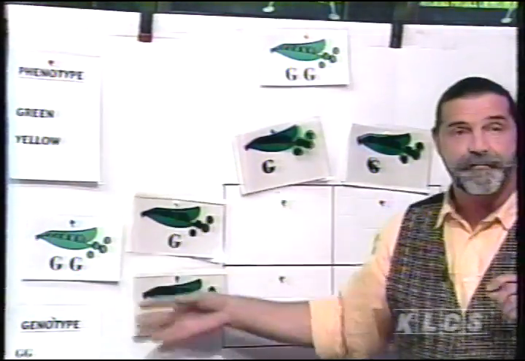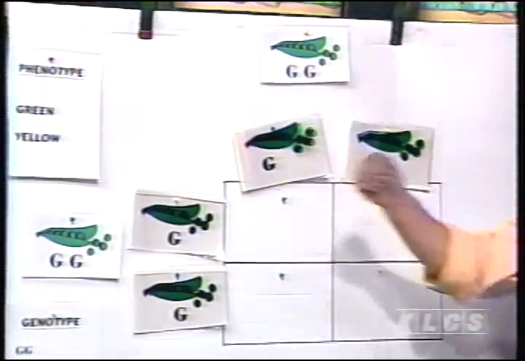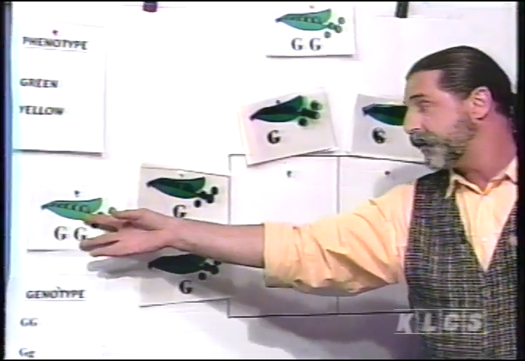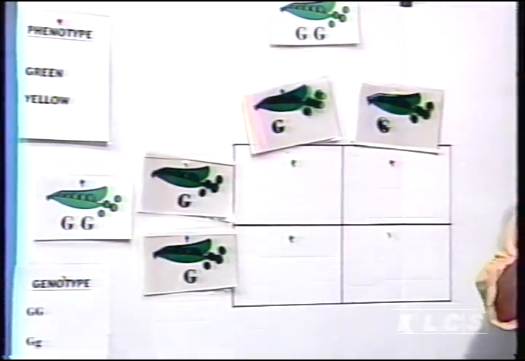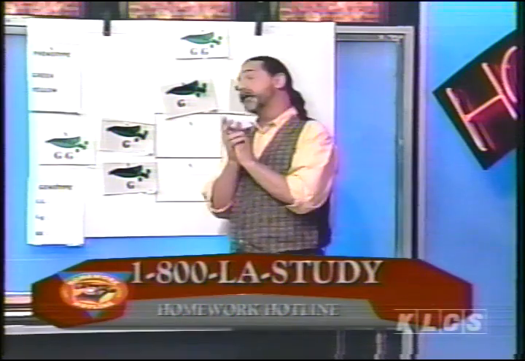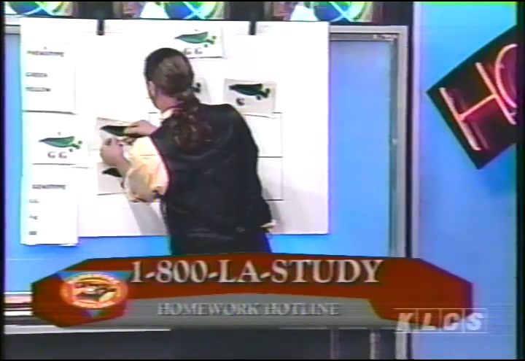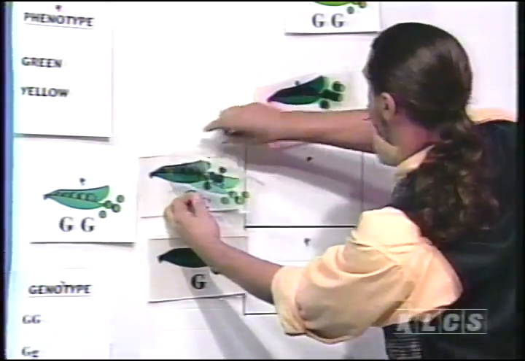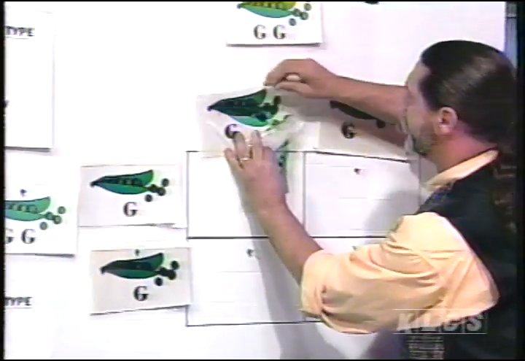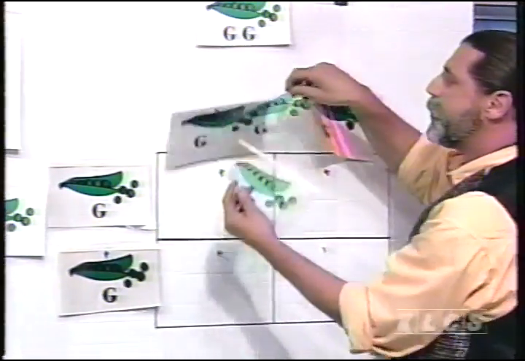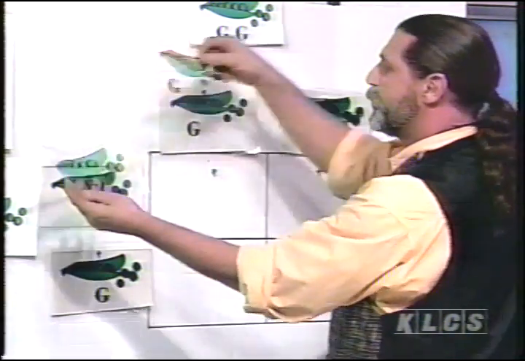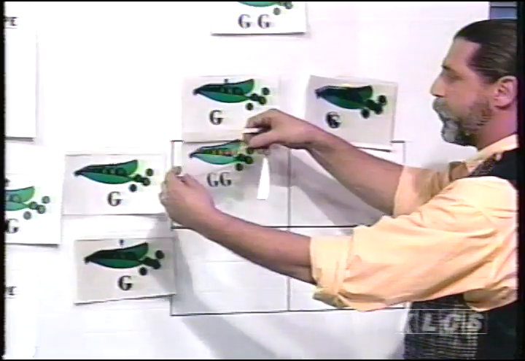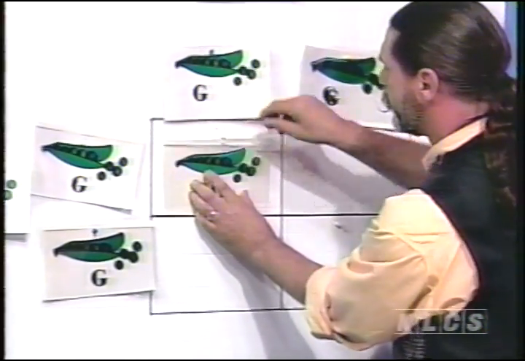And I have the same operation on this side. I have a double dominant mother, purebred green, that can only produce green plants. So in order to make a cross, we take one of the sex cells from the mother, and we take one of the sex cells from the father, and we combine them together to form one new individual.